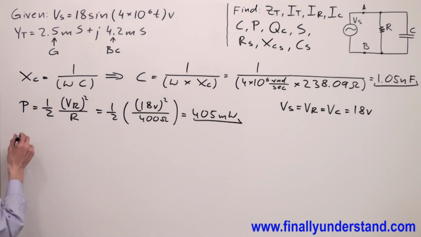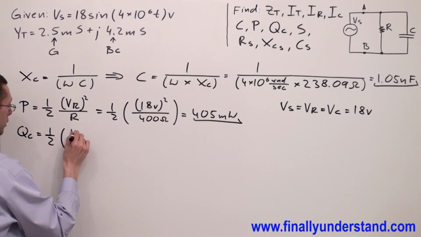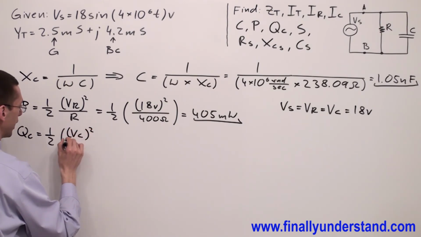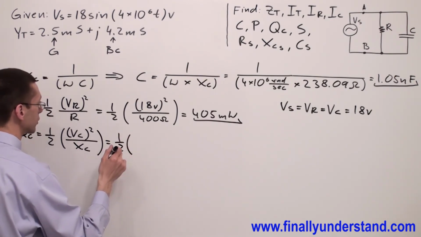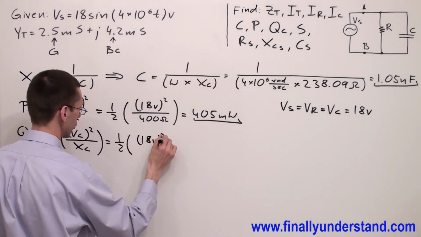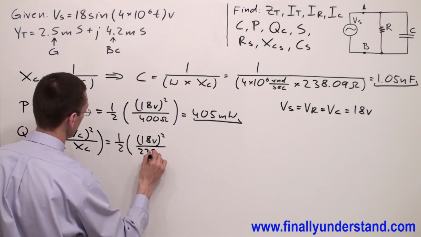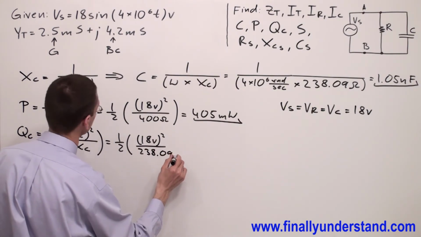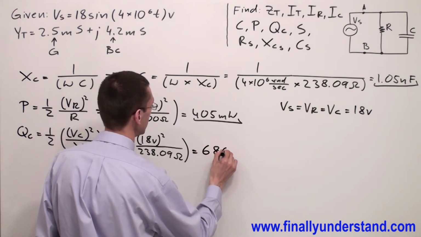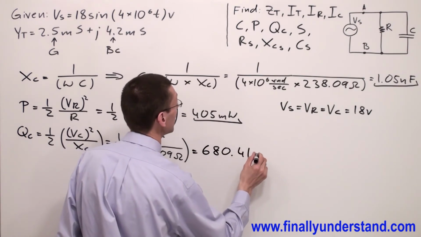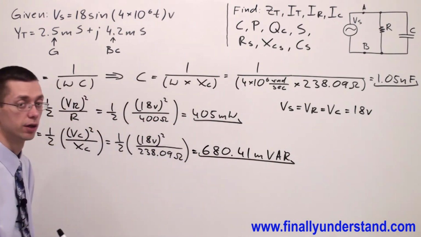Next, I'm supposed to find the reactive power. Q_C is equal to 1/2 V_C to the second power over X_C, which is equal to 1/2 times 18 volts raised to the second power over X_C, which is equal to 238.09 ohms, is equal to 680.41 millivolt ampere reactive. Okay, so this is the reactive power in my circuit.